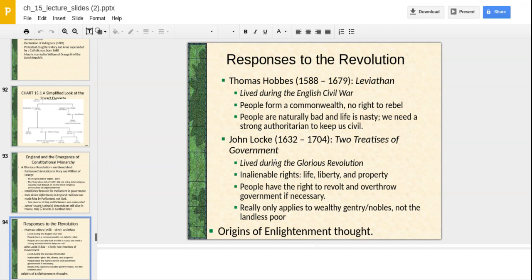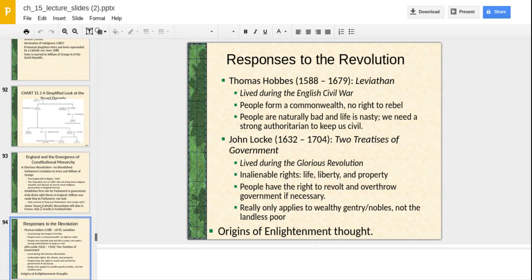Thomas Hobbes, whom you know from the Enlightenment, writes the Leviathan. He had lived during the English Civil War, and he didn't feel like people had a right to rebel. He thought that people were naturally bad, life was nasty, and that needed a very strong Leviathan-type government to keep people in their places.